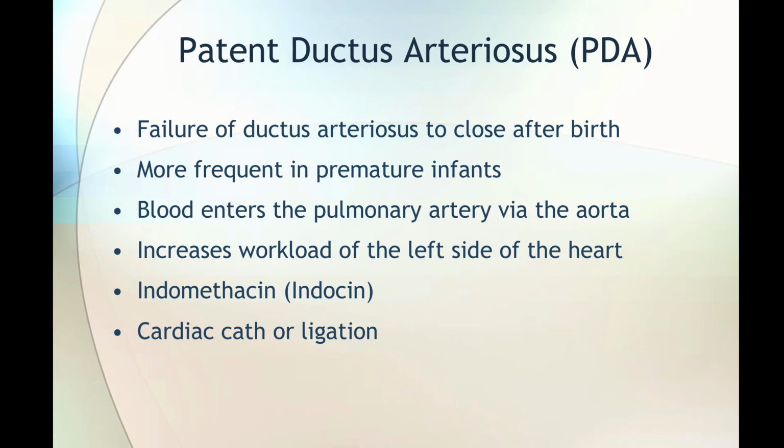So if that doesn't work, we then use a cardiac cath to close that off. We can put like a little whirligig or a little coil inside of that tunnel to help it clot and close. Or if that doesn't work, then you can do a ligation using a left thoracotomy. So what happens is they actually do an incision on the child's back, and they go in and they tie off that tunnel tight enough so that it closes.